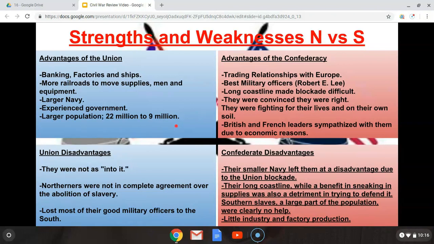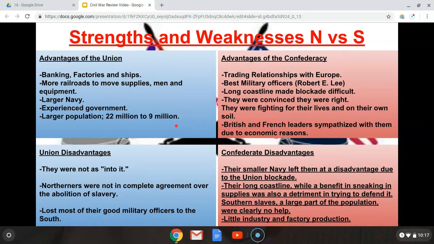There was little industry, little factory production. So yeah, they had raw cotton, but they sure didn't have uniforms for it. They were able to feed their soldiers a lot better than the Union soldiers. But the problem is, with only 8,000 miles of railroad compared to the 22,000 miles in the North, they could not get it anywhere, right?